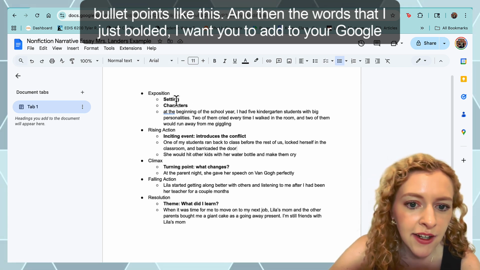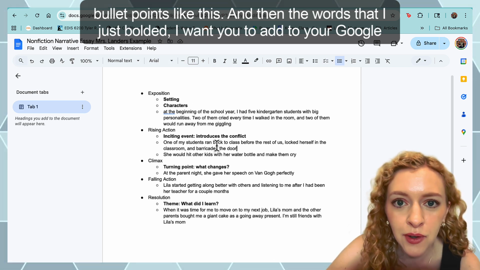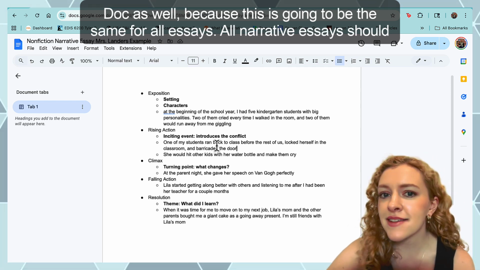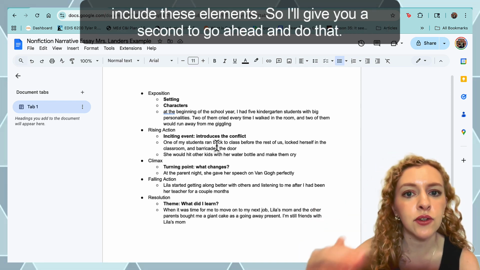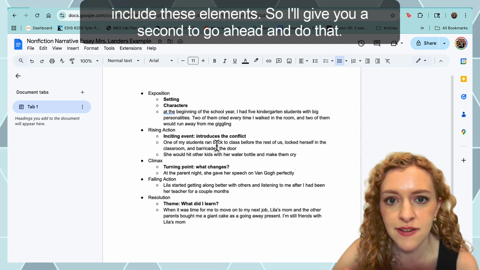And then the words that I just bolded, I want you to add to your Google Doc as well, because this is going to be the same for all essays. All narrative essays should include these elements. So I'll give you a second to go ahead and do that.